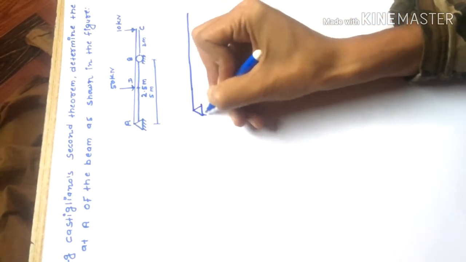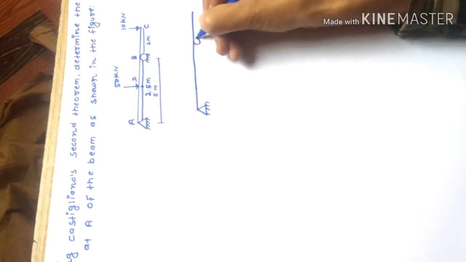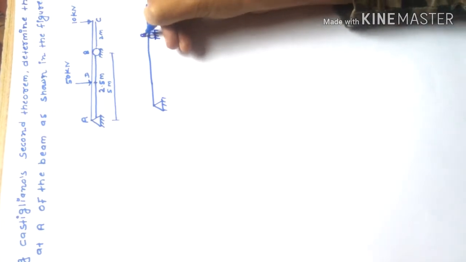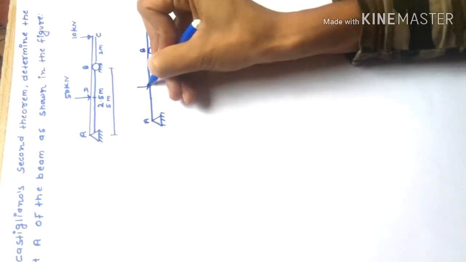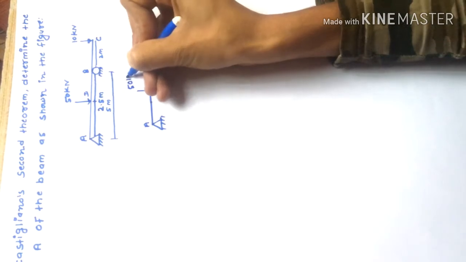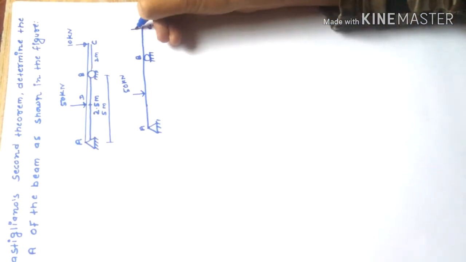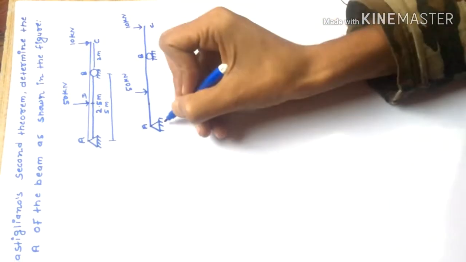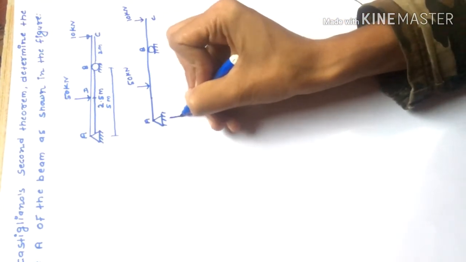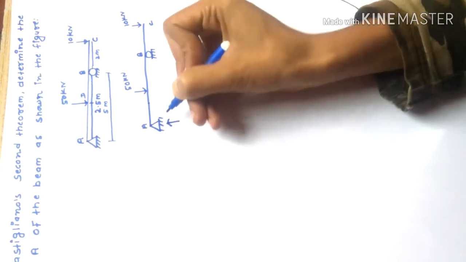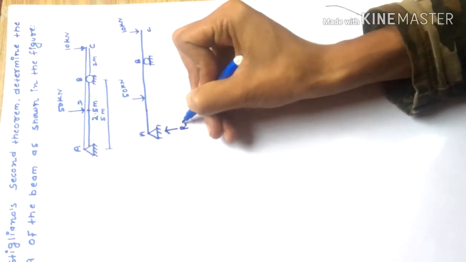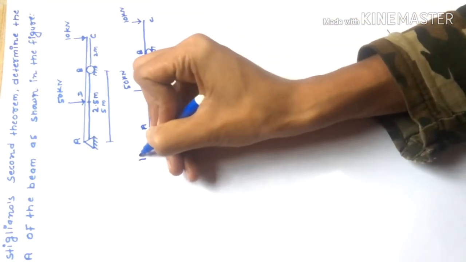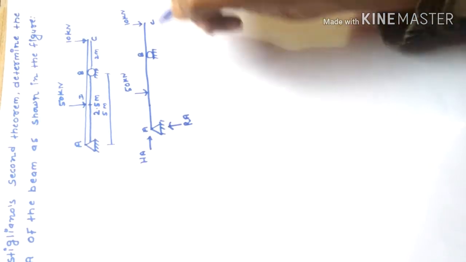This is hinge support, this is roller support, C, B, A, D. At point D, 50 kN load is acting, whereas at point C, 10 kN load is acting. Here, this is hinge support, and we know at hinge support there act two reactions. One vertical, let it be R1, one horizontal, let it be HA.